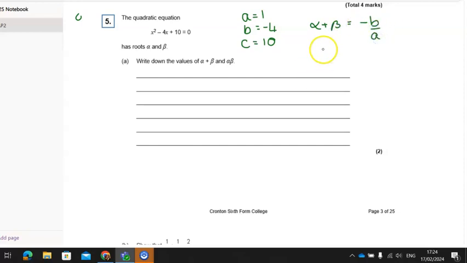One of those things you've just got to learn. So alpha plus beta is equal to minus -4, so negative -4, which is 4, over 1, which is just 4. And alpha beta is equal to c over a, so that's just equal to 10 over 1, which is just equal to 10. Lovely jubbly.